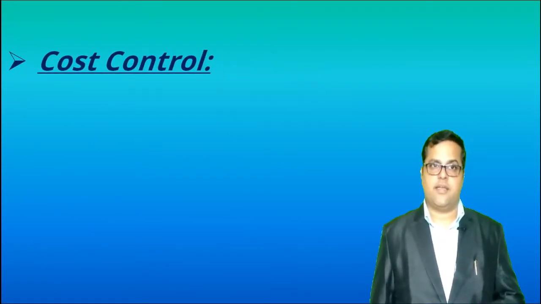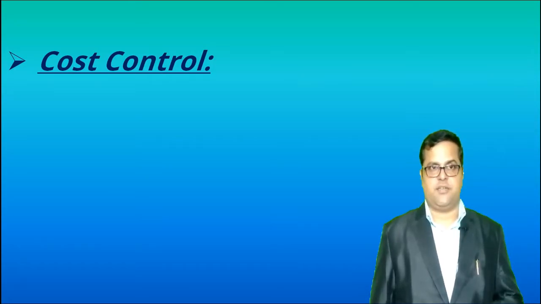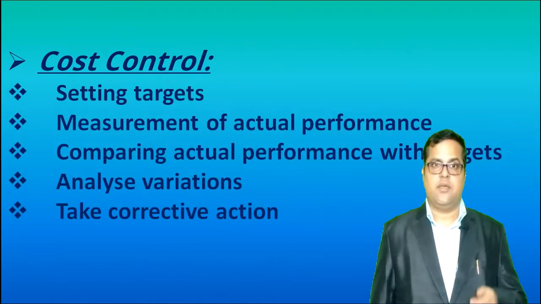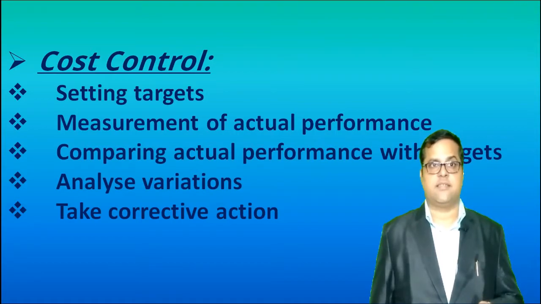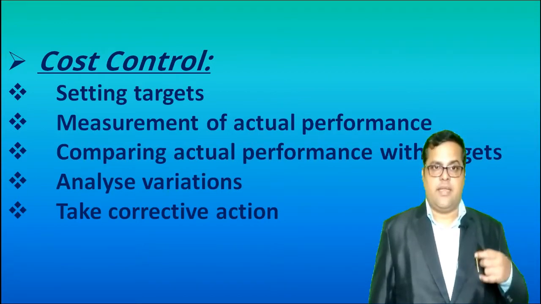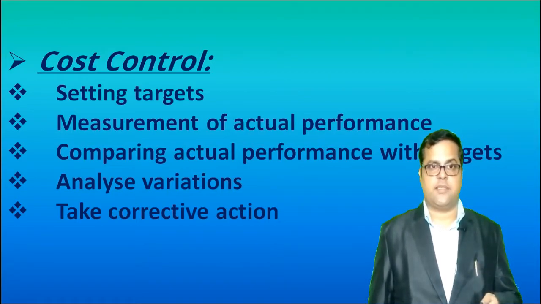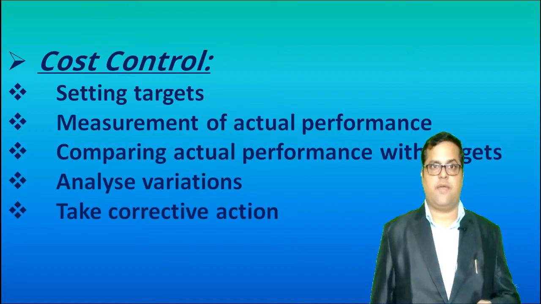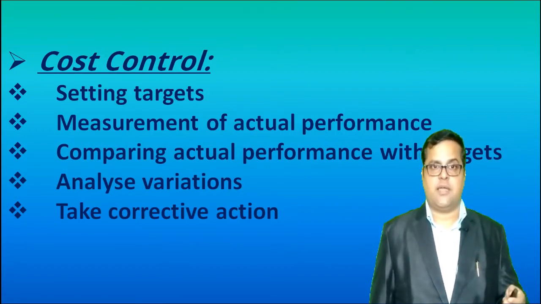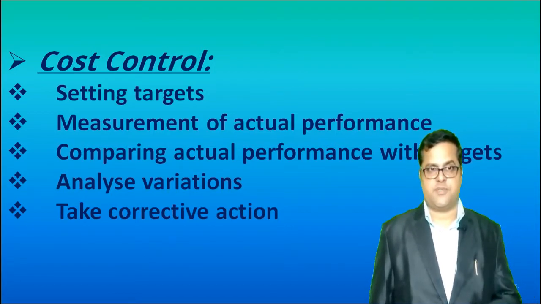Cost control. For any company, cost control is very essential. Company should target to reduce its wastages. Under this, step 1 will be setting targets, that is setting the standards. When you have any amount to spend, then you should know in advance what is my limit till which I can spend the money. Next is measurement of actual performance. Once I have spent the amount, I will measure how much I have spent. This is called measurement of actual performance.